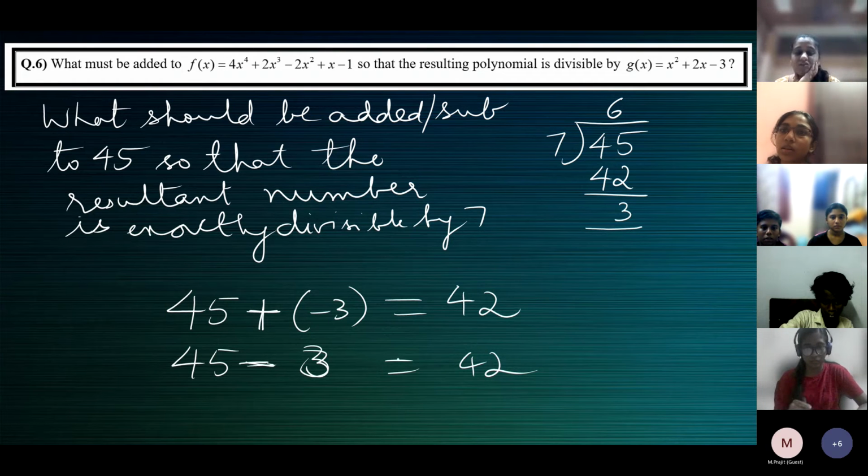You can see here what is to be added. Then you cannot add 3. 45 plus 3 is 48. 48 is not divisible by 7.